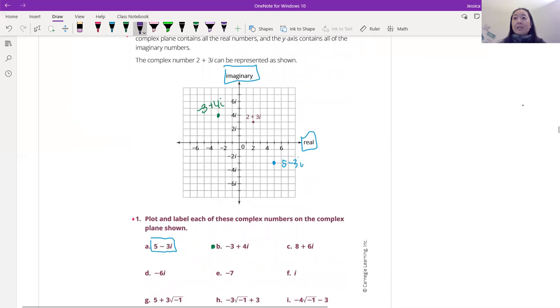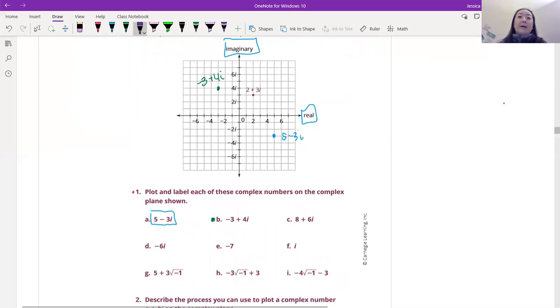Personally, I would have you try some of them in your book. I'm going to do a couple more. So let's take a look at C. C is going to be 8 plus 6i. That's going to be right here. So this is C. All right, and let's do D. What if it's just -6i? It's the same thing. It's going to be right there on that imaginary axis. That's our D. E is just -7.